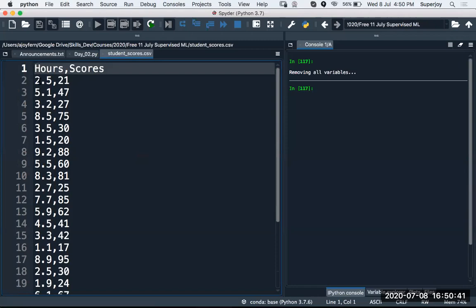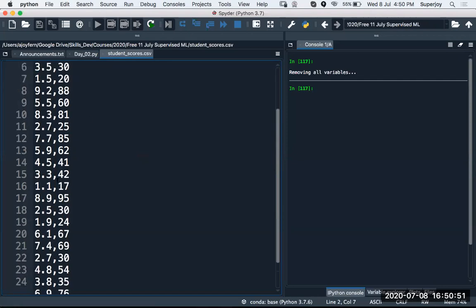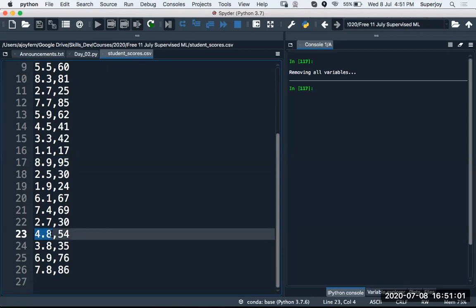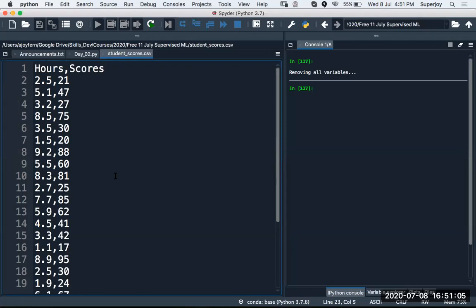So in the first row, it is given that a student studied for 2.5 hours and scored 21 marks. There was one more student who studied for 8.9 hours and scored 95. There was a student who studied for 4.8 hours and scored 54. So guys, that is the data we have.